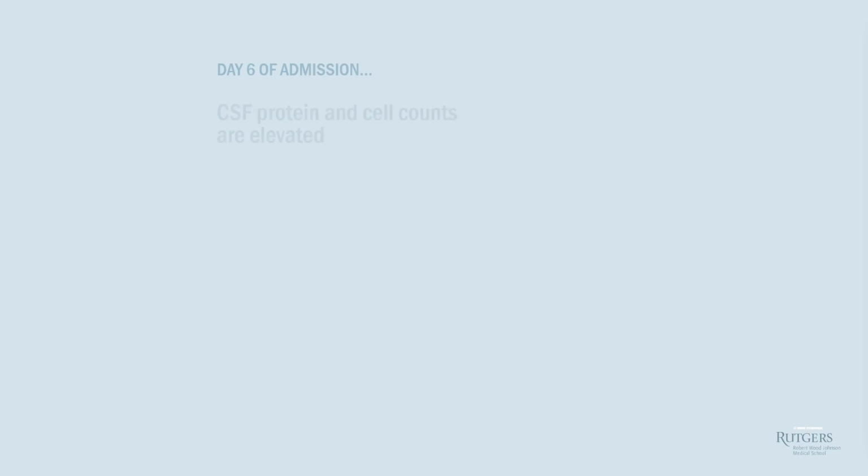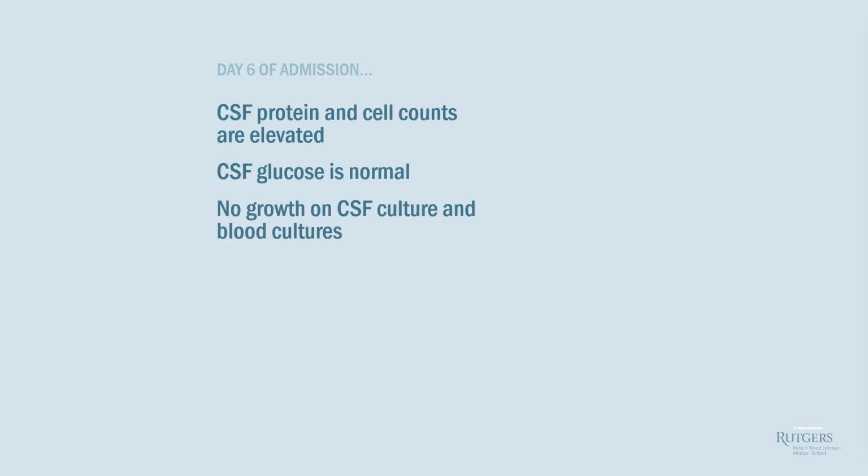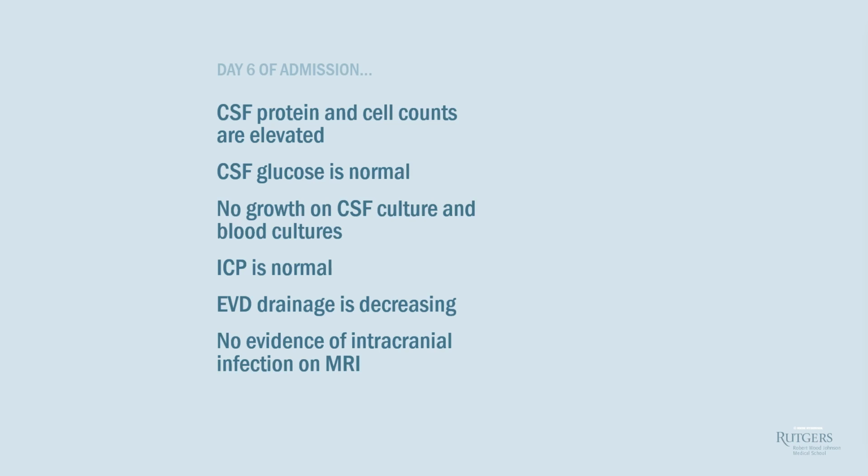By day 6 of admission, our CSF analysis showed increased protein and cell counts, probably because of subarachnoid hemorrhage, but normal glucose. Fortunately, there is no bacterial growth on CSF and blood cultures. Intracranial pressures are normal and EVD drainage is decreasing. And our patient got an MRI of the brain with contrast, which showed no evidence of meningitis or ventriculitis. Fevers persisted for several days, but infectious workup was consistently negative and there was no infectious source.